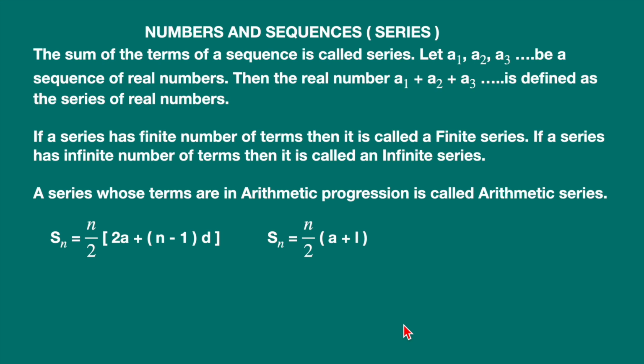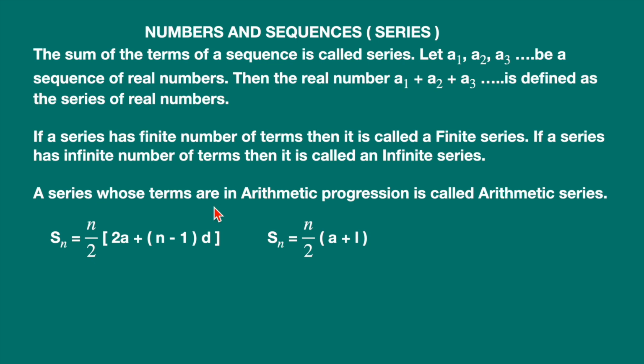We are studying the second chapter, numbers and sequences. Today's topic is series. The sum of the terms of a sequence is called a series. Very simple. Supposing these are the terms A1, A2, A3, so the sum A1 plus A2 plus A3 and so on is called the series. If the series has a finite number of terms, it is called a finite series. If it has an infinite number of terms, it is called an infinite series.